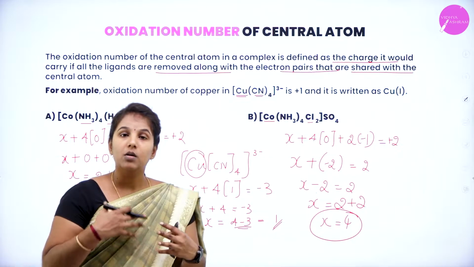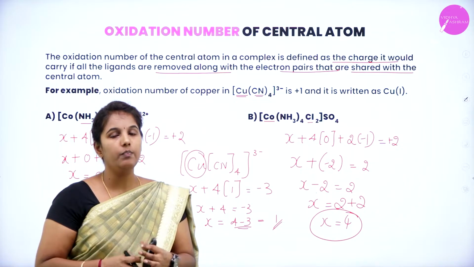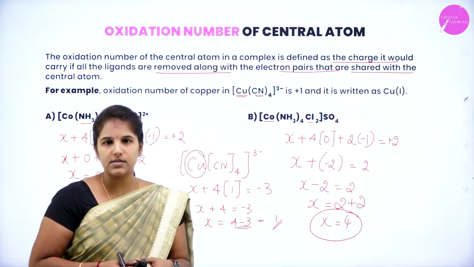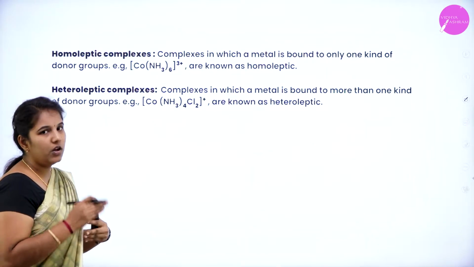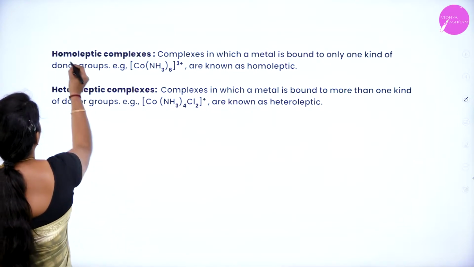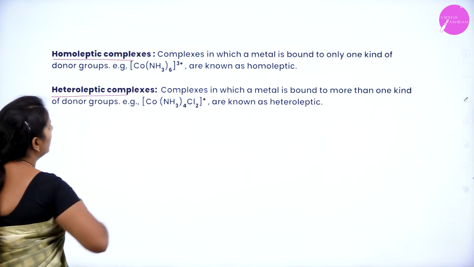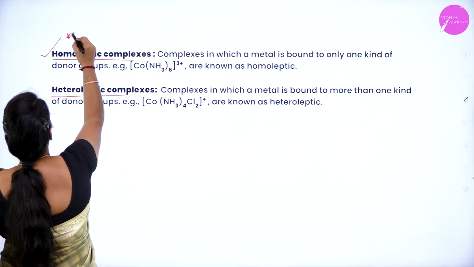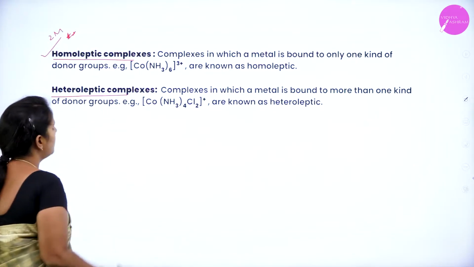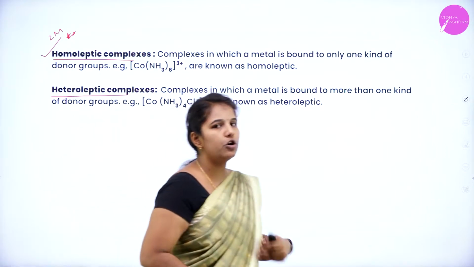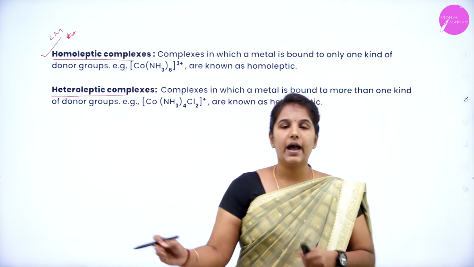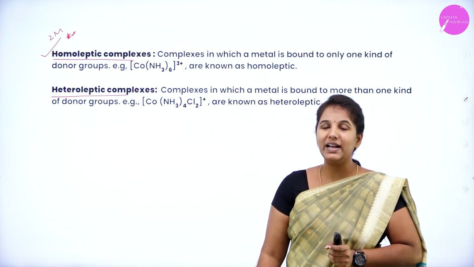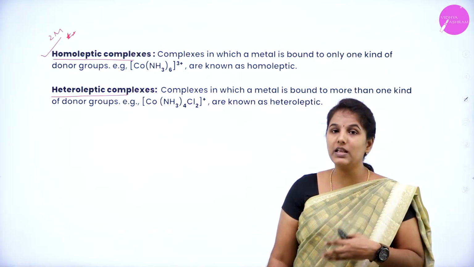So, we learn more about this coordination number while doing the nomenclature of the coordination complexes. Okay. Next, we have homoleptic complexes and heteroleptic complexes. Again, from the examination point of view, especially for the 2 marks, it is very important to know about homoleptic and heteroleptic complexes. So, here the word itself says that homo means same.